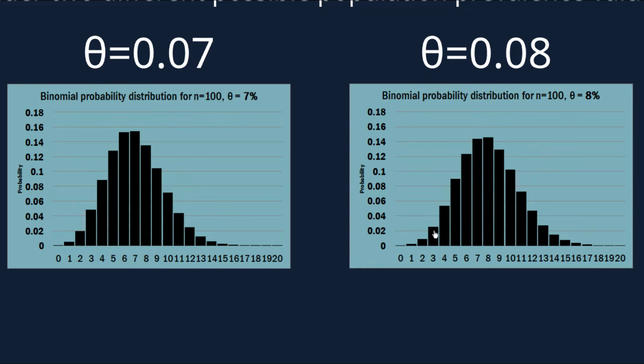If you look on the right, you'll notice it's a slightly different distribution. Of course, this is where theta is 8%. So again, understandably, the probability is the highest for an outcome of 8 out of 100 people in our sample with thalassemia. 7 is also quite probable, and then it ducks down quite swiftly after that.